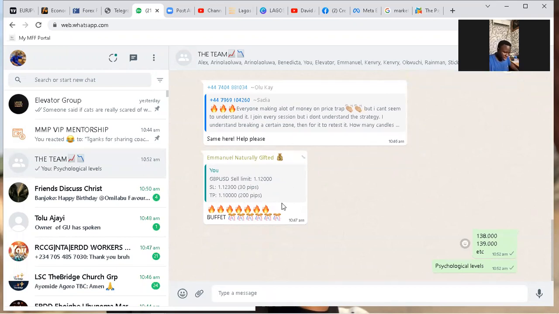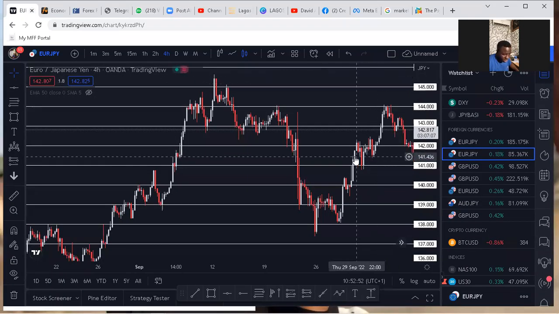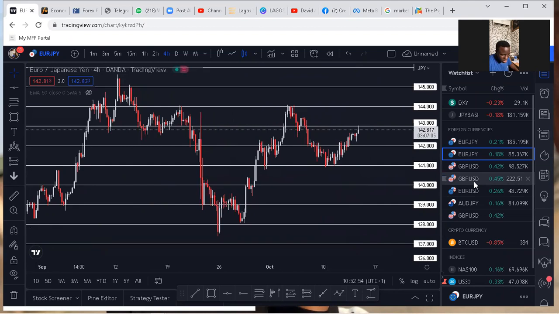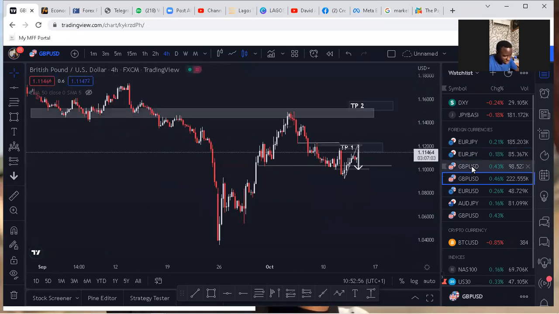And they work for any pair, trust me, any currency pair. They work for any and every currency pair. I'm very serious. So if you want to test it again, check GBP USD. I have my GBP USD like this also.